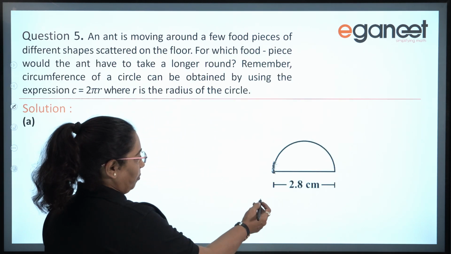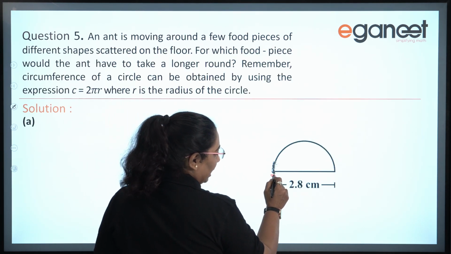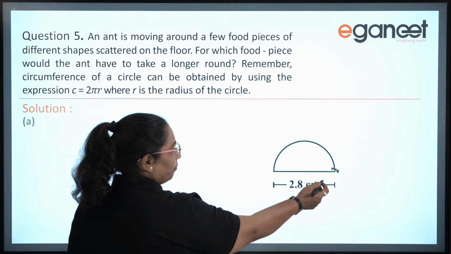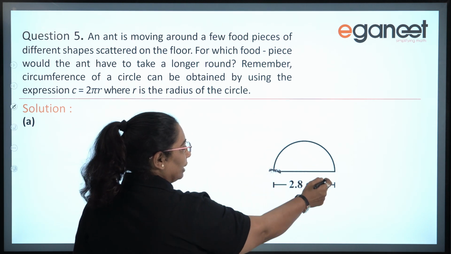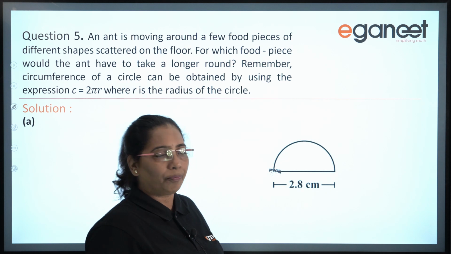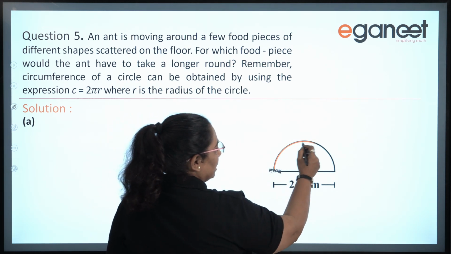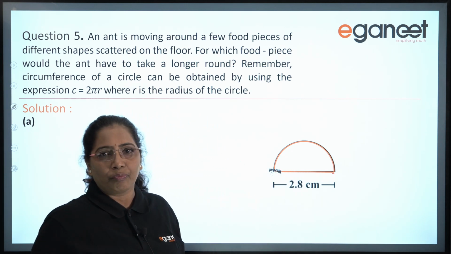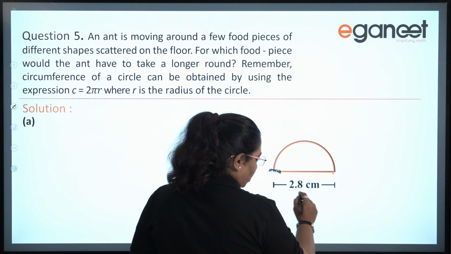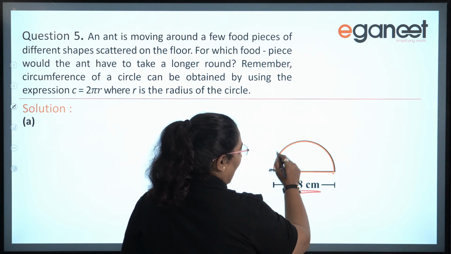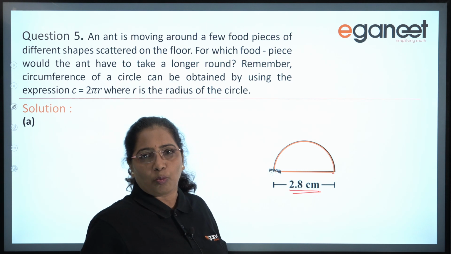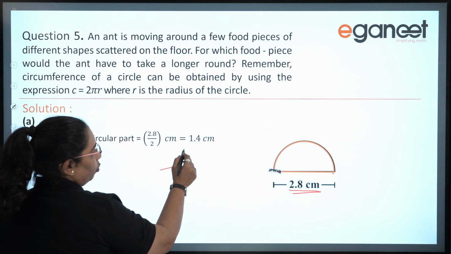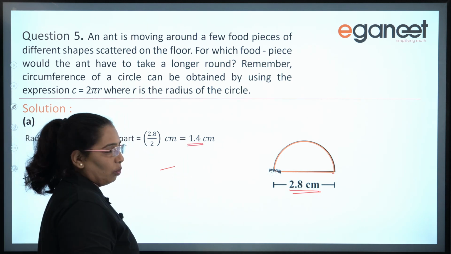Okay, this is the first food piece. This is an ant moving around this. Let us see, this ant is moving around this food piece. She is completing one round around this food piece. Okay, so how much she completed? She completed this semicircular path as well as this straight line. As we know, this straight line is 2.8. It means the diameter of this semicircle is 2.8. So, what can be the radius? The radius is equal to 2.8 by 2, which is equal to 1.4.